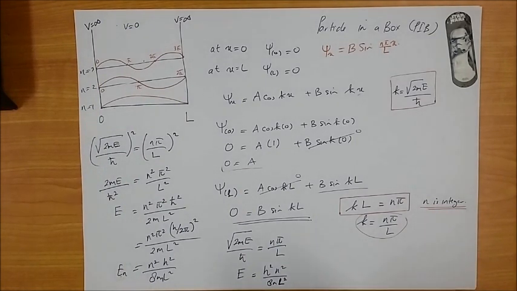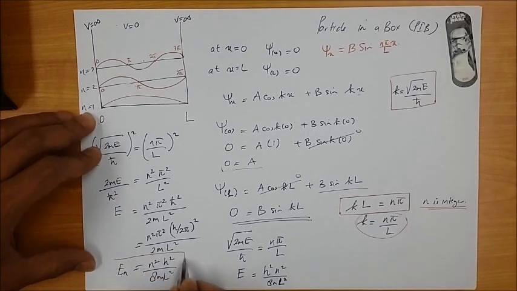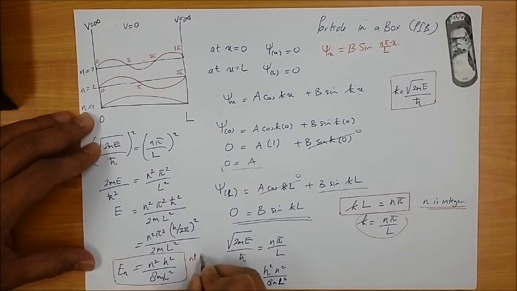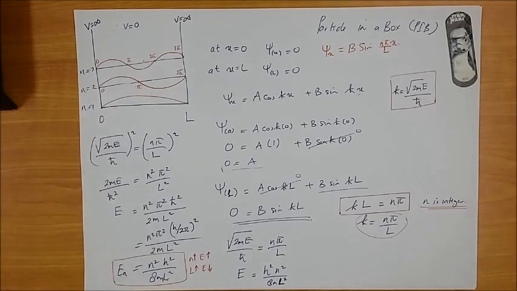So what do you take from this formula? As n increases, the energy increases. As L increases, the length of the box increases, the energy decreases. Sorry. So as n increases, the energy increases. As L increases, the energy decreases. All right.